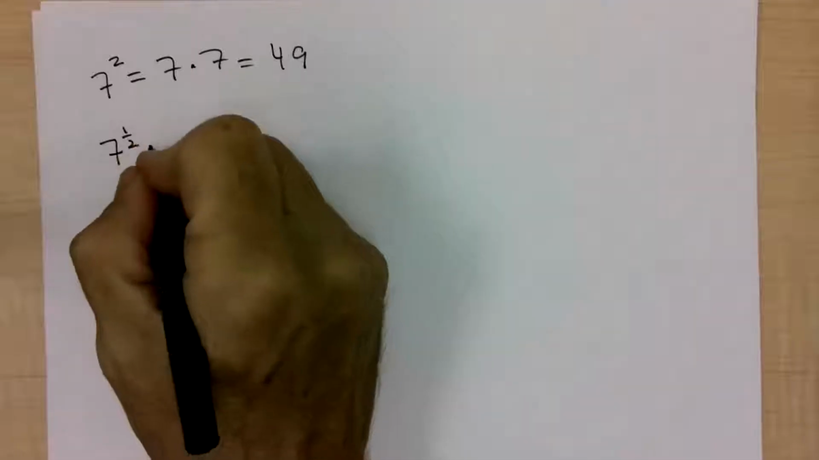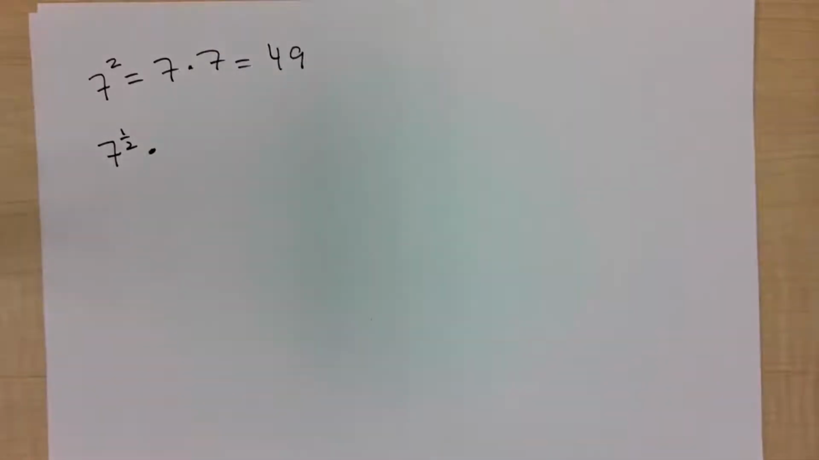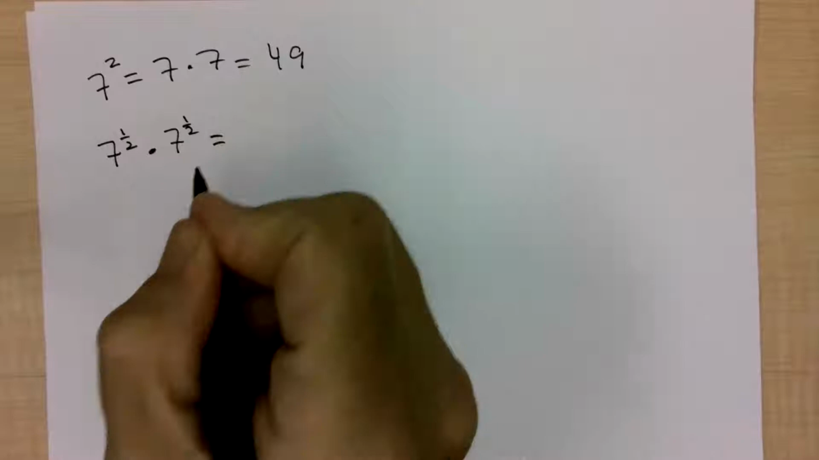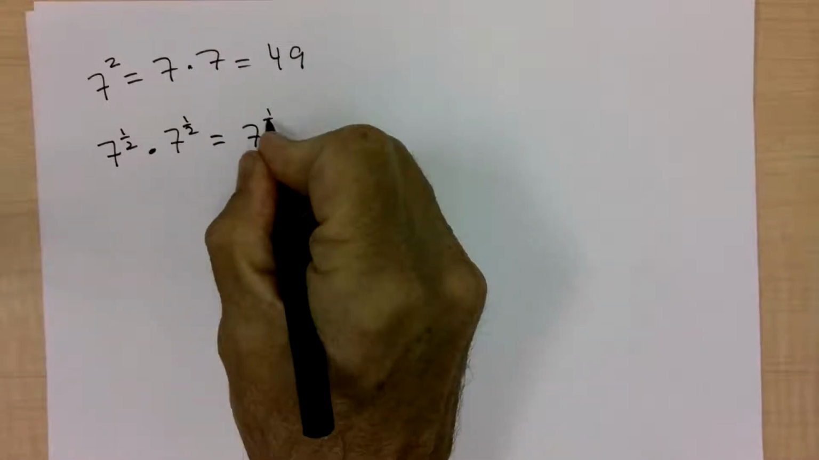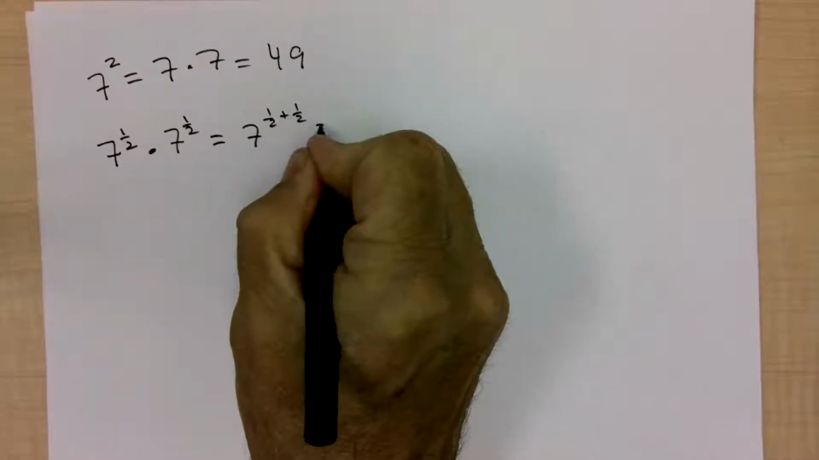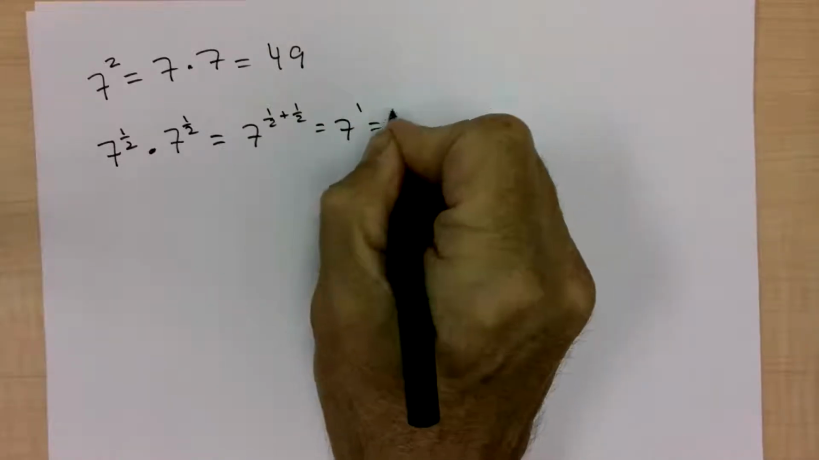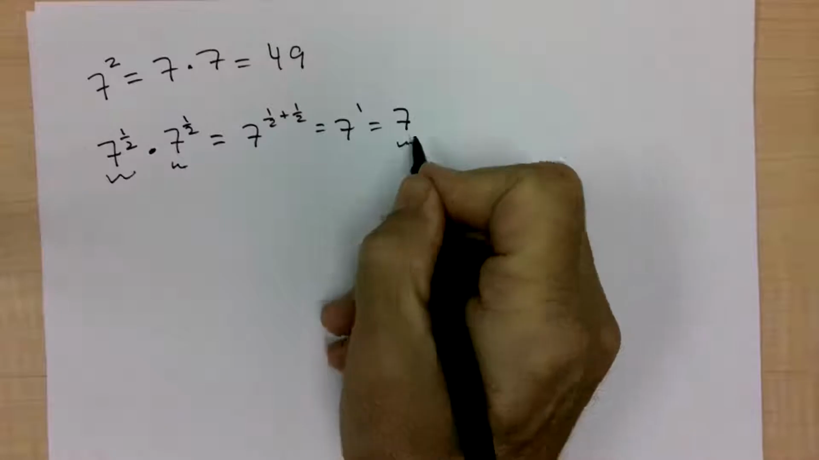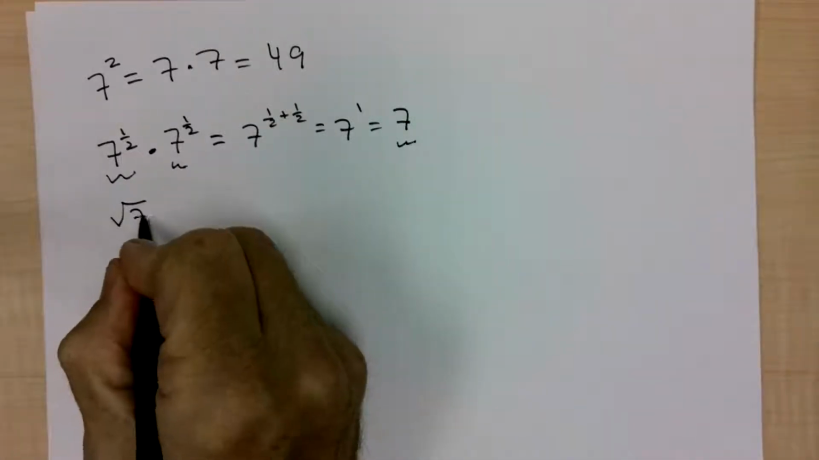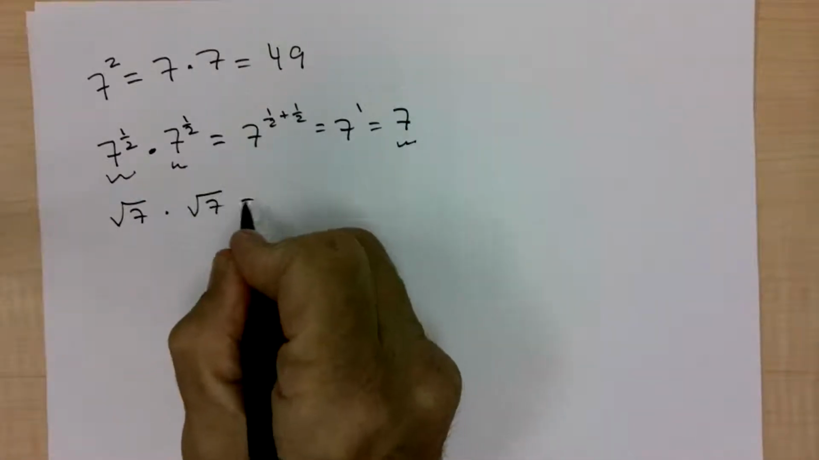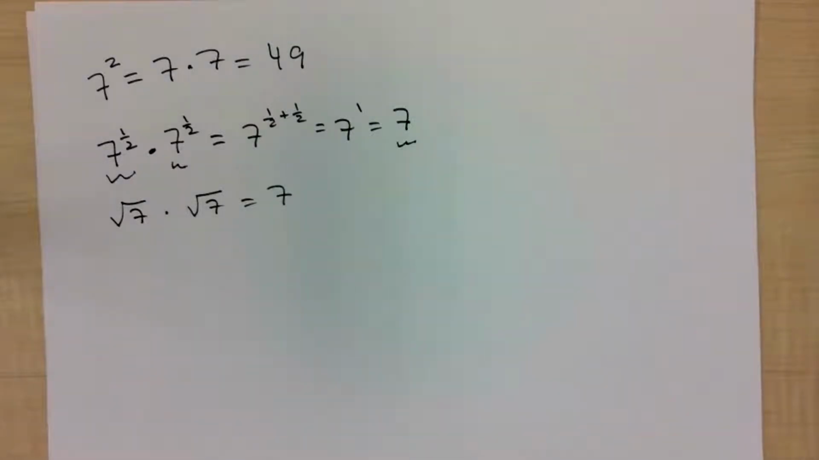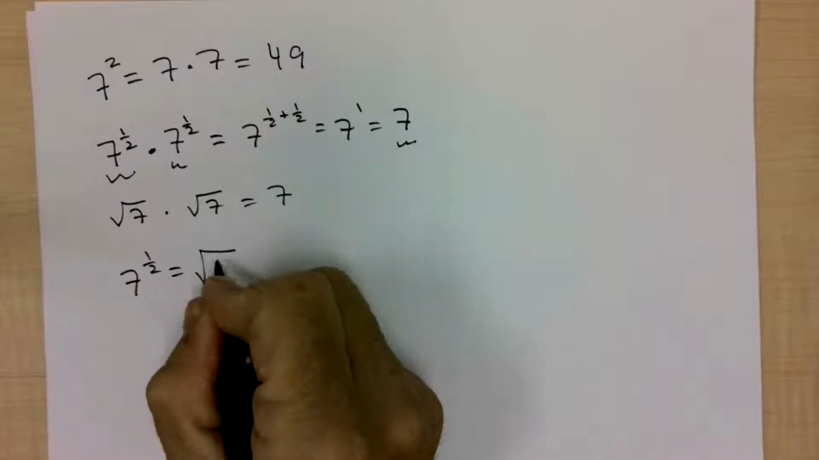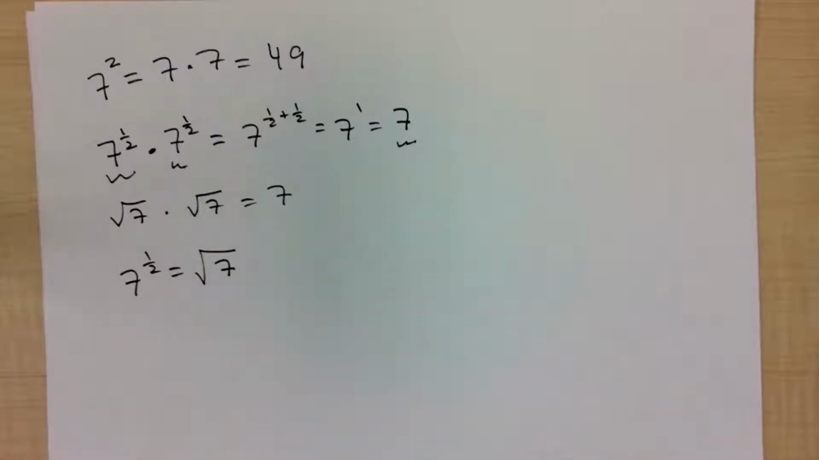Well, let's keep in mind how rules of exponents work. If I have 7 to the 1/2 times 7 to the 1/2, that would have to be 7 to the 1/2 plus 1/2, which would be 7 to the 1, which would be 7. So 7 to the 1/2 times 7 to the 1/2 is 7. Also, the square root of 7 times the square root of 7 equals 7. So that's one way for us to see that 7 to the 1/2 power would have to equal the square root of 7. That's what it means.